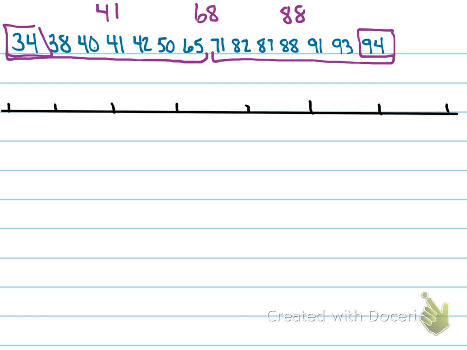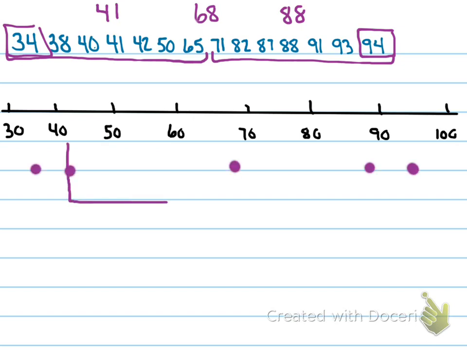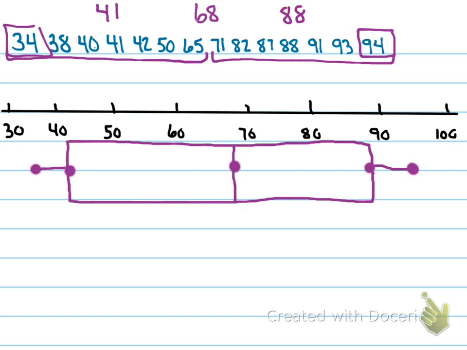What intervals did you do your number line by? 10s, so 30, 40, 50, 60. Oh, I did my 5s. 5s is okay. Then you should have plotted your points, drawn your box. Did yours look like that? Raise your hand if yours looks like that. All right, awesome, guys. If you understand that, that's everything you need to know for 3.4.